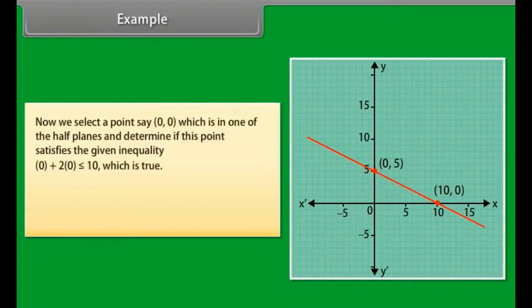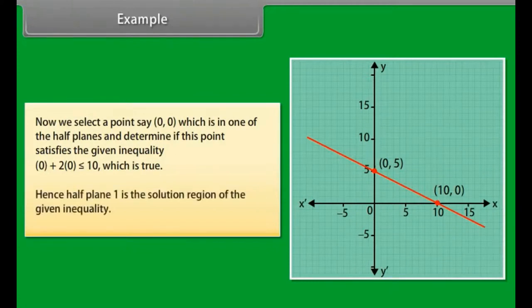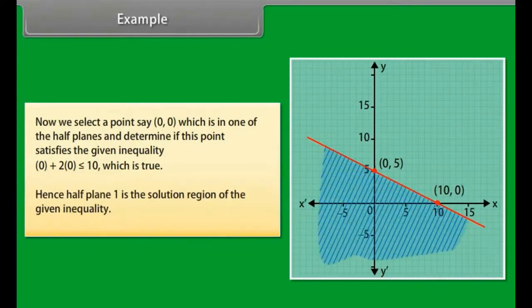Now we select a point, say 0, 0, which is in one of the half planes, and determine if this point satisfies the given inequality. 0 plus 2 into 0 is less than or equal to 10, which is true. Hence, half plane 1 is the solution region of the given inequality.